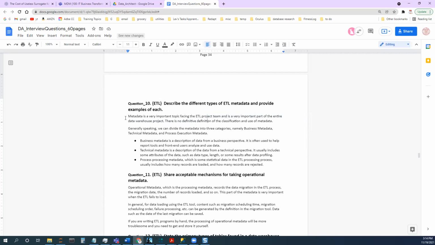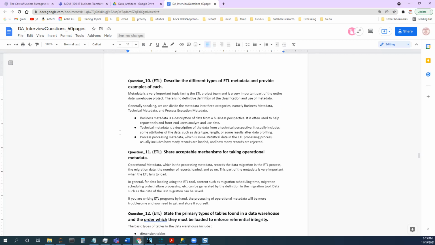Business metadata is a description of data from a business perspective. It is often used to help report tools and front-end users analyze and use data. Technical metadata is a description of the data from a technical perspective. Usually it includes some attributes of the data such as data type, length, and some results after data profiling.